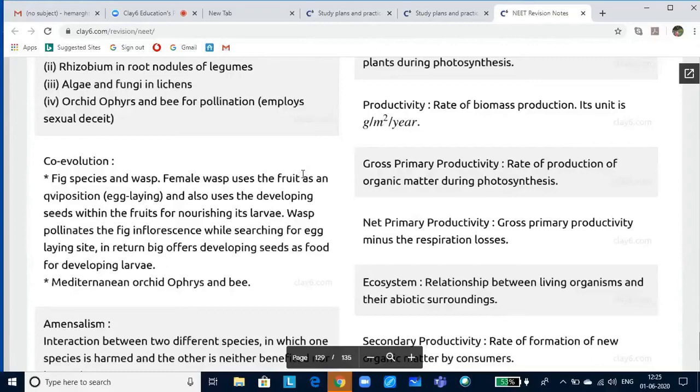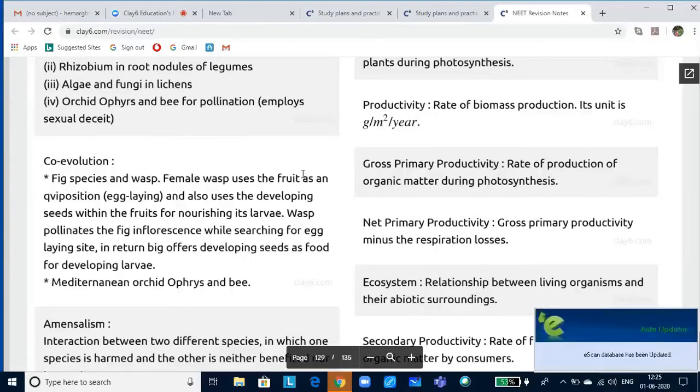Now, decomposers are also heterotrophic organisms comprising bacteria and fungi, and they break down the complex compounds of dead protoplasm, absorb some of the products and release simple substances usable by the producers.